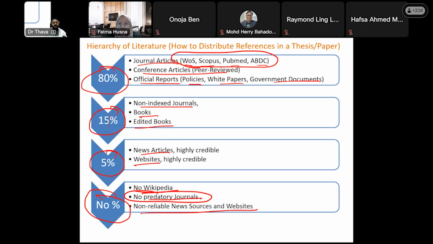Is MDPI okay or not, because Google Scholar does pick up articles from MDPI? Yes, MDPI is okay, but don't have too many, because MDPI is already flagged as predatory, to a certain extent, not all of it. So if you want to, there is nothing wrong, but try to minimize it.